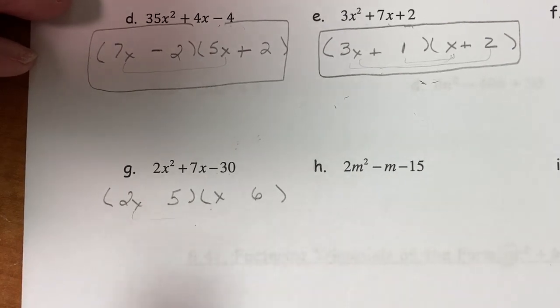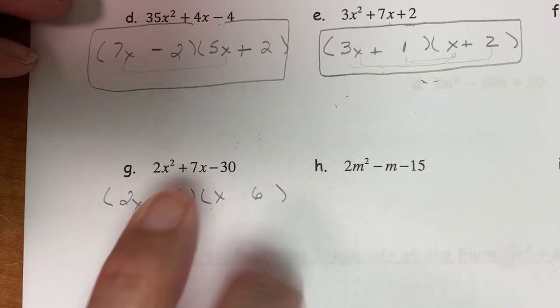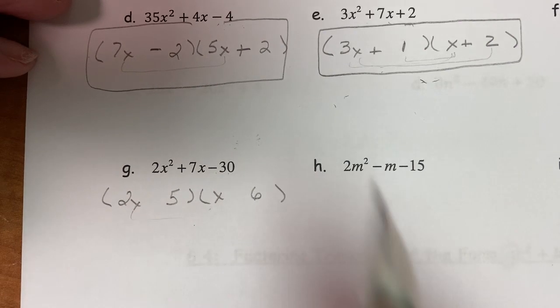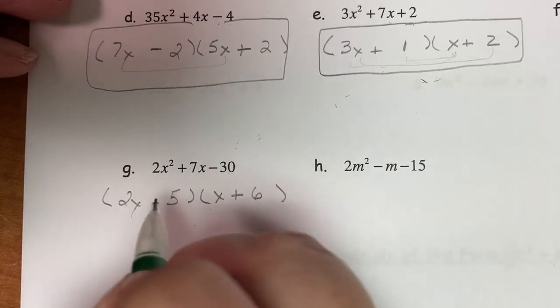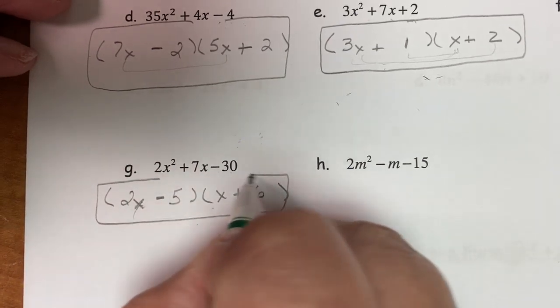I get a 2x squared, so outside I get a 12x, inside I get a 5x. Can I get a 7 out of a 12 and a 5? Absolutely. I can get a 7 from a positive 12 and a negative 5. There you go.